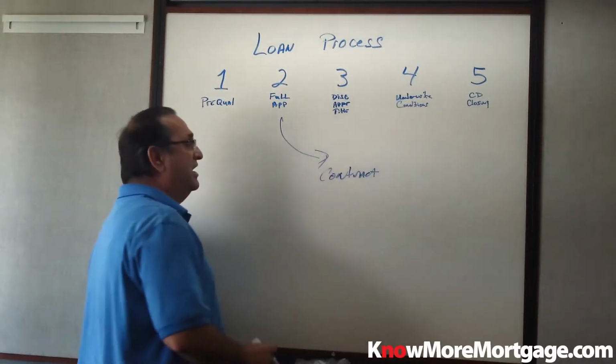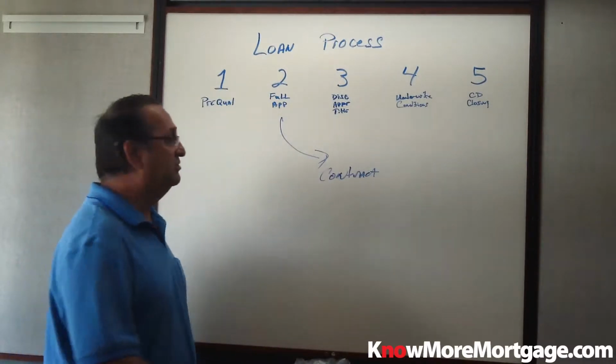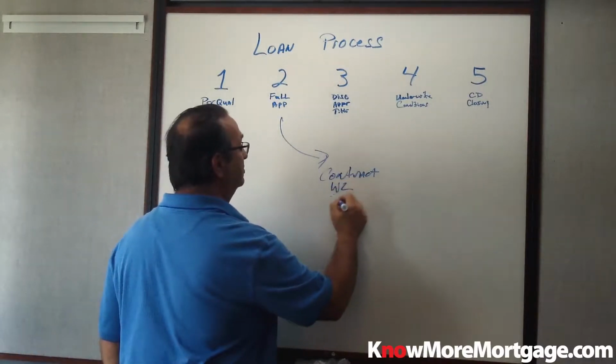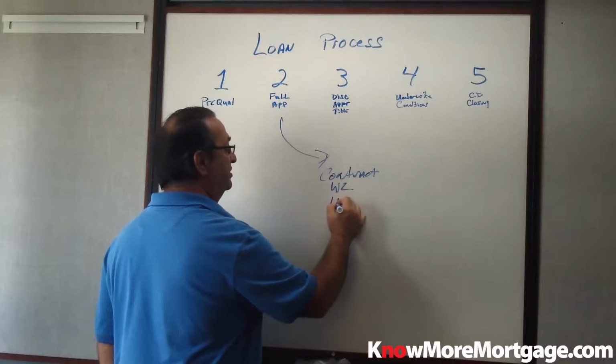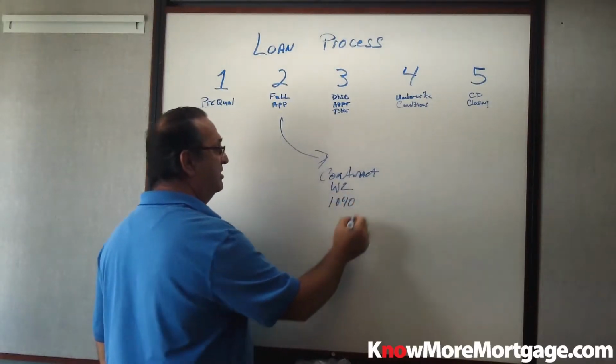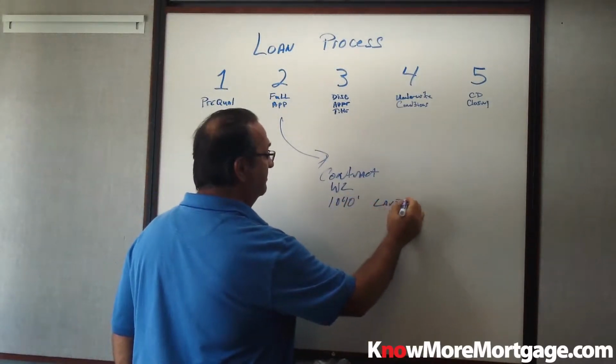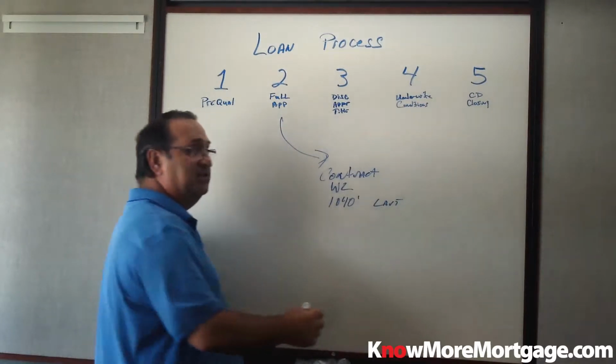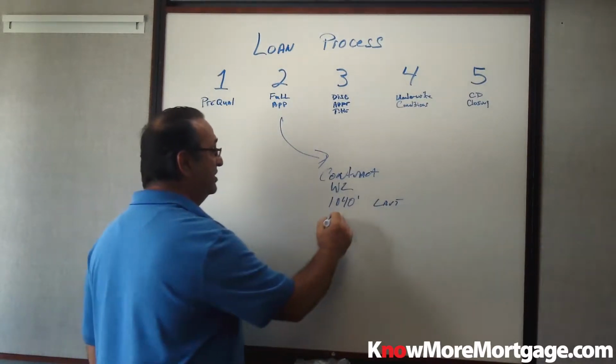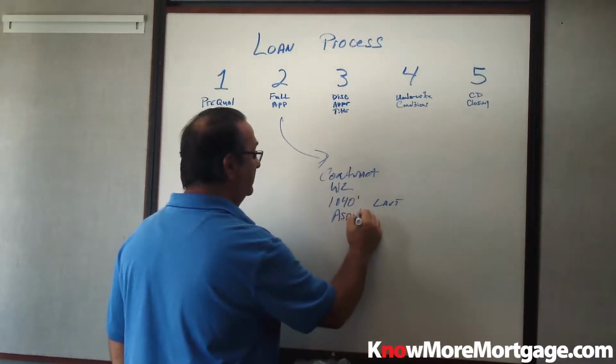We want that. And then we're going to have a whole list of documents we need, from W-2s, all your 1040s, your tax returns, at least the last 2 years. We're going to look at all your bank statements, all your checking accounts, all your savings. So we're going to do a full asset review.